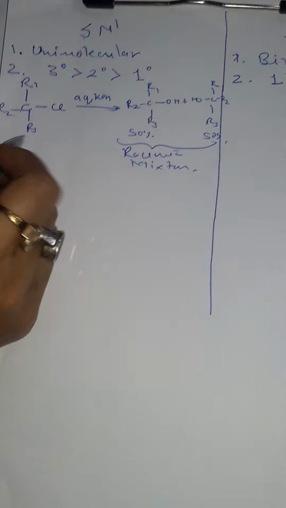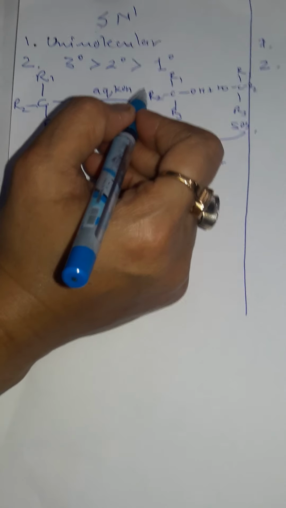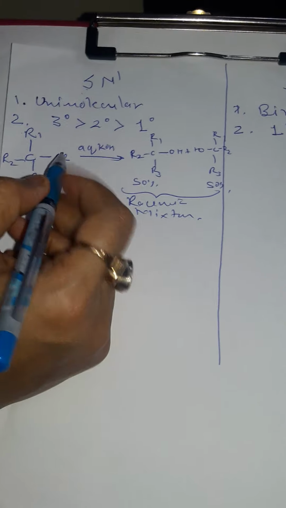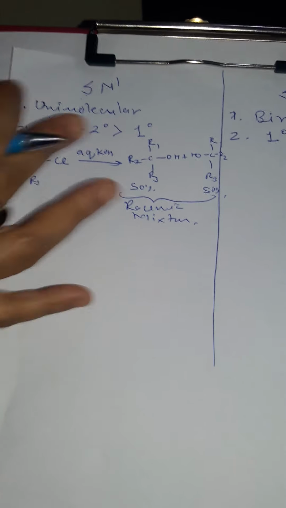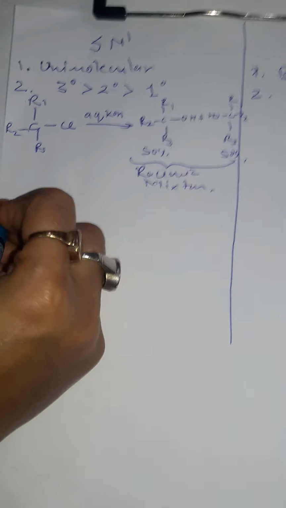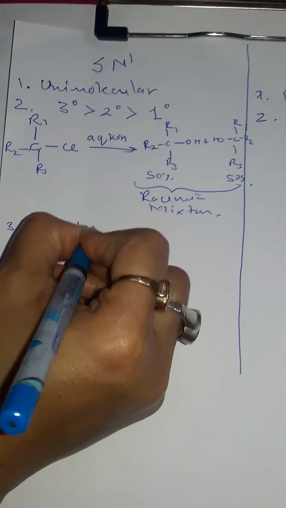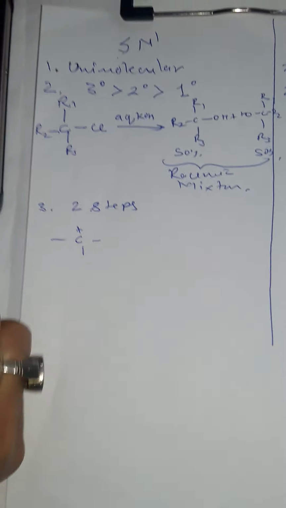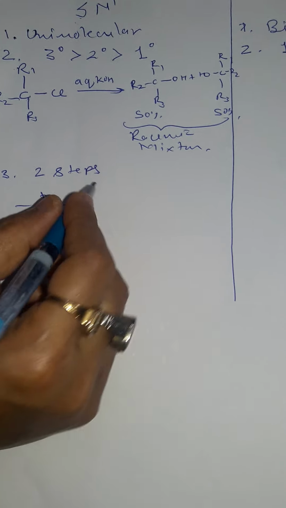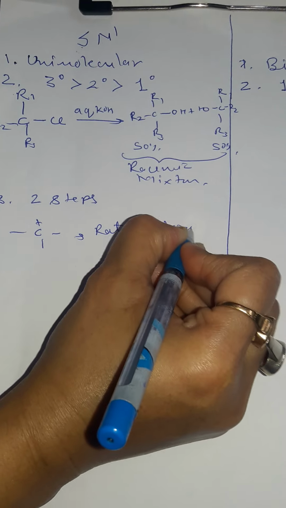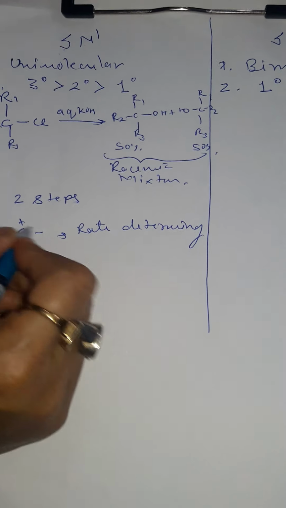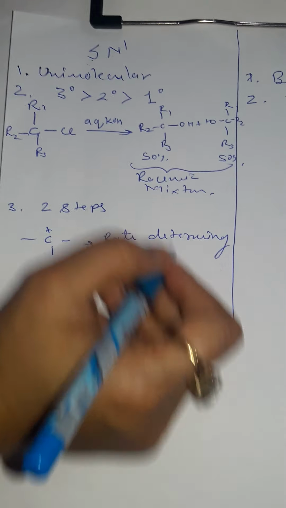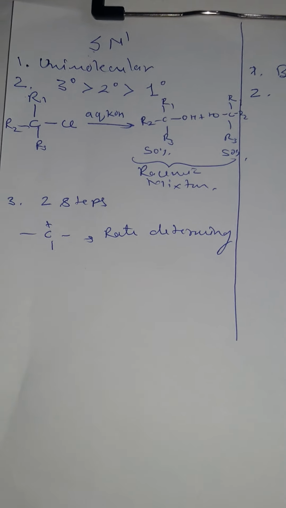Got it? So the 3 degree carbocation is more stable than 2 degree. That's why the 3 degree carbocation is more reactive for this reaction, because this reaction occurs in two steps. In the first step the carbocation is formed. After this the second step occurs. The formation of the carbocation is the main rate determining step. That's why 3 degree is more reactive than 2 degree, than 1 degree.